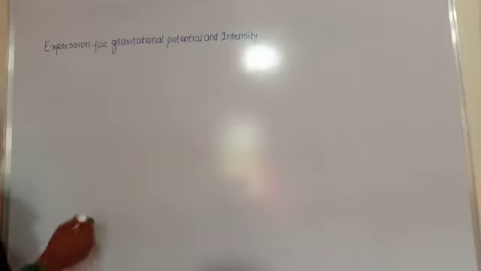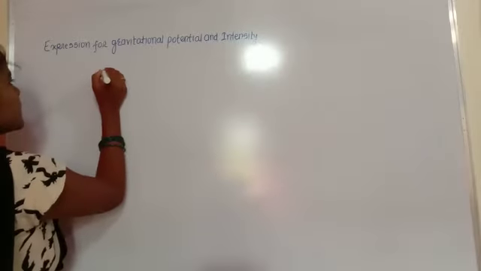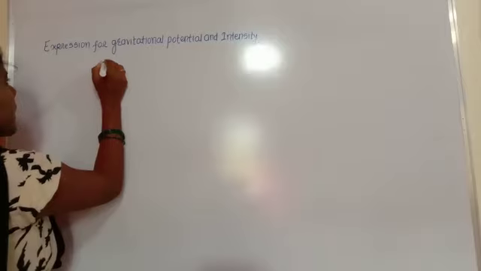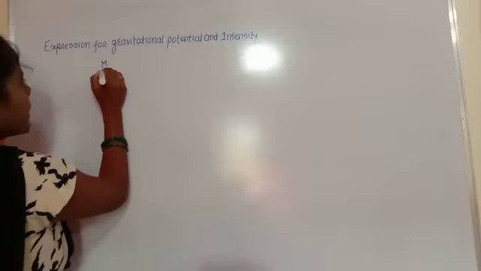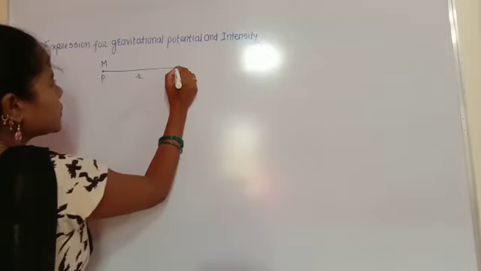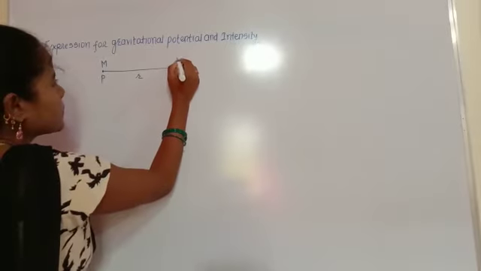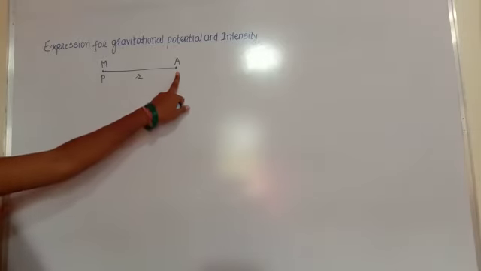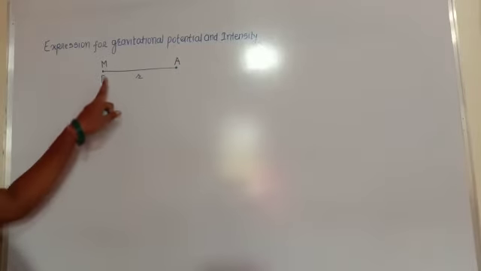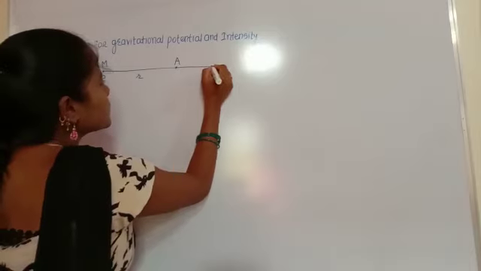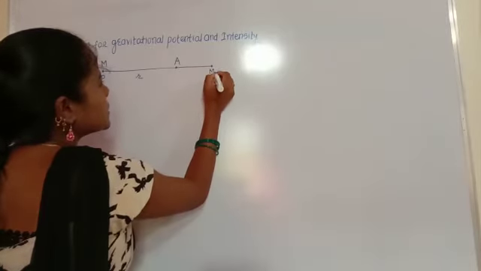So, for that, consider a point P which has the mass m, a point mass m. At a distance of r from P, consider a point A. So let us consider a point A at a distance of r from point P which has the mass m. And here the point mass situated is m0.